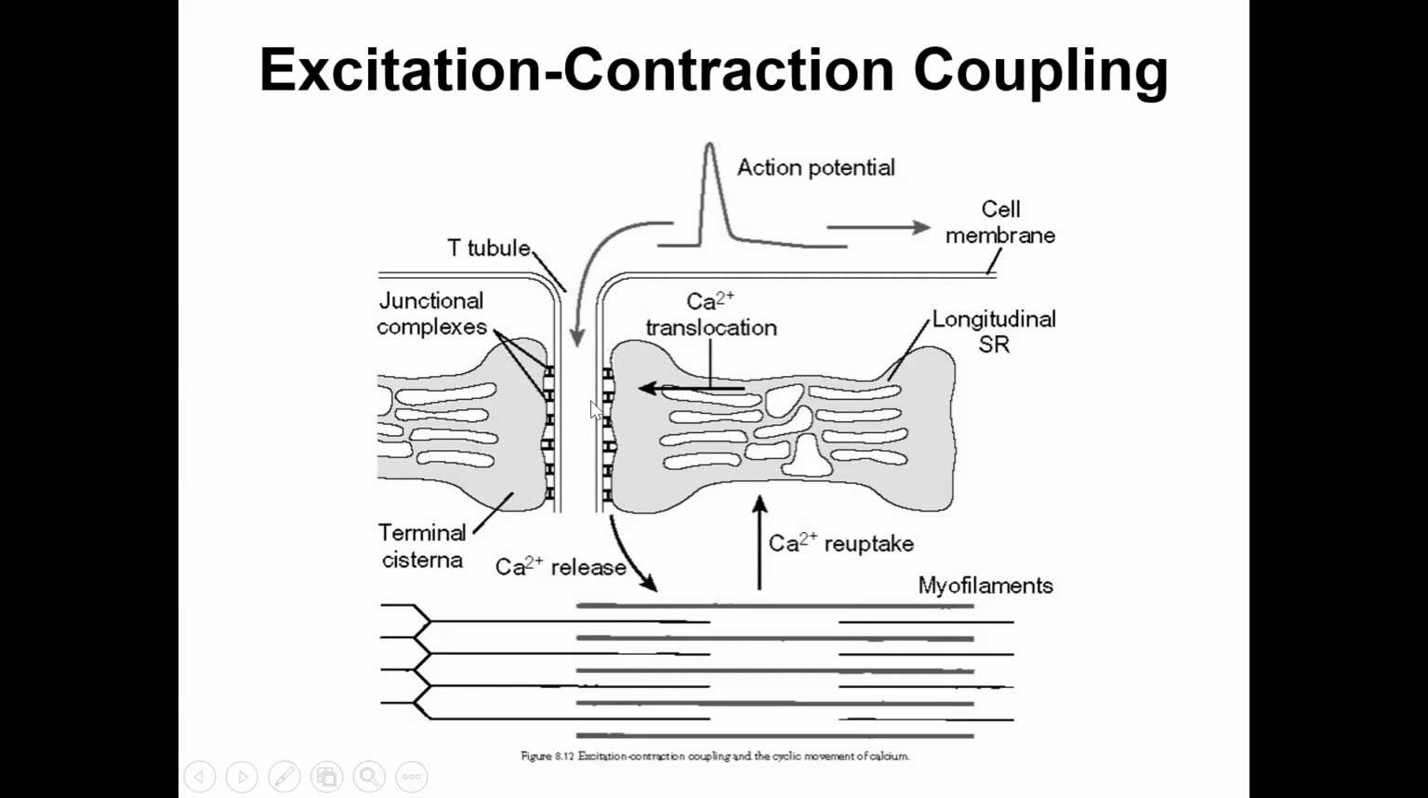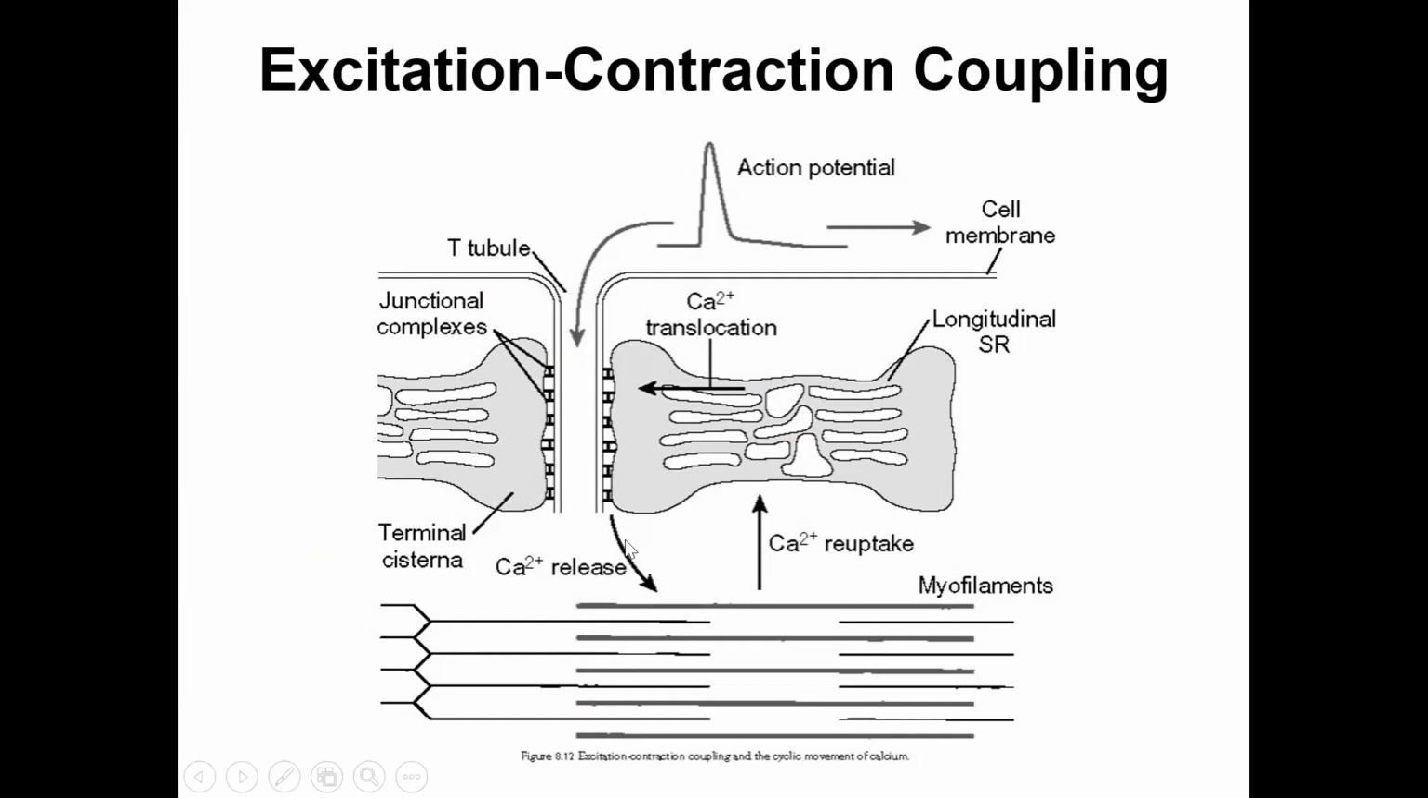What happens here is that in the membrane of the cell, here the transverse tubule, you have receptors which are calcium channels, and they are called DHP receptors, dihydropyridine receptors. And also in the membrane of the sarcoplasmic reticulum here, you have other receptors. They are also calcium channels, and they are called ryanodine receptors. So in both membranes you have receptors.